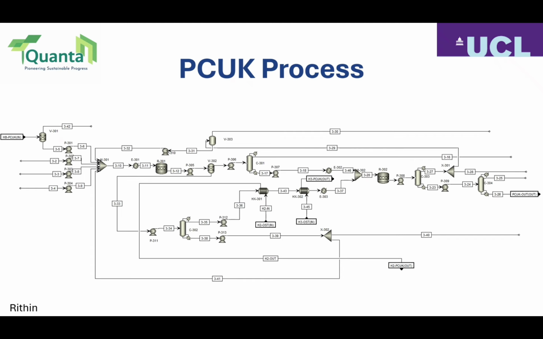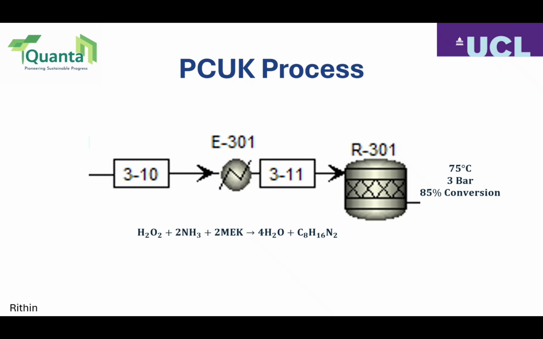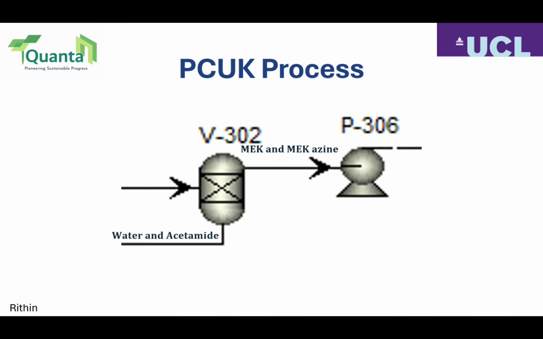Let's now move on to the PCUK process to make hydrogen hydrate. The feed consists of ammonia from the Haber-Bosch stage, hydrogen peroxide, methyl-ethyl ketone, and the catalyst acetamide. The stream is mixed, compressed to 3 bar, and heated to 75 degrees Celsius before entering the first reactor. This mixture settles into 2 layers, which is then separated with a liquid-liquid separator. The water and acetamide are removed from the bottom, while MEK and MEKazine are removed from the top.